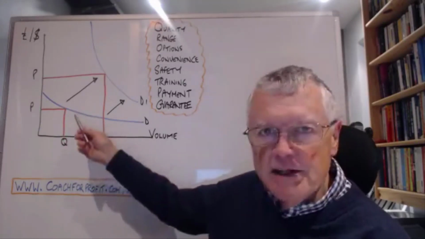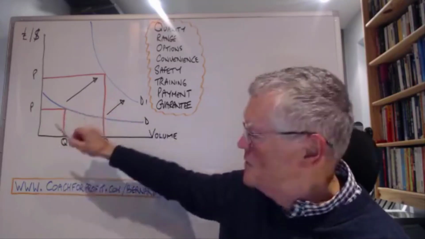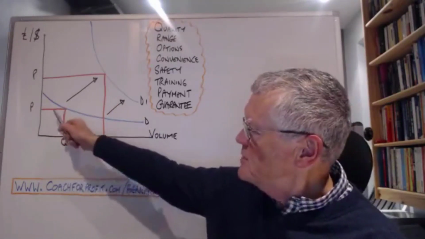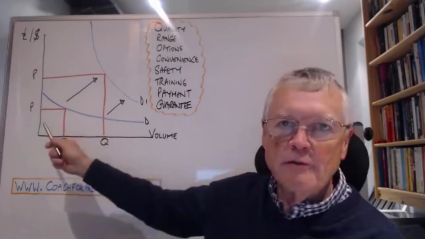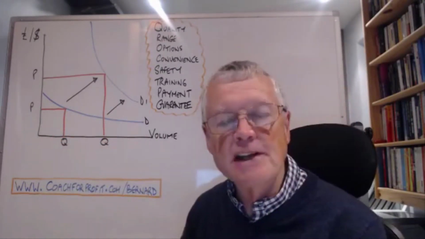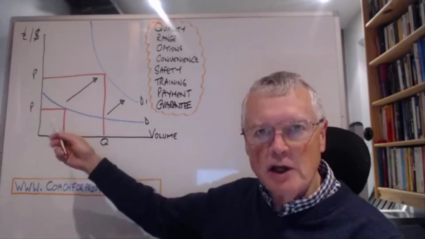Now this blue line here is what's called a demand curve if you're a commodity, and it's called elastic, because what happens is if you started here, for example, if you put your prices up a bit, you'll lose a lot of volume. So it's very price sensitive. And that's because you're competing with everyone else on price and you're a commodity.